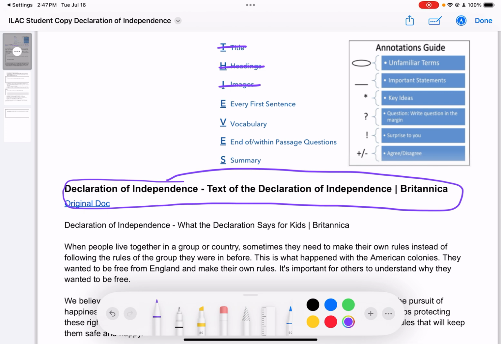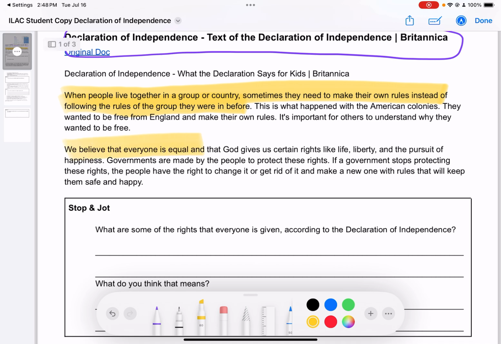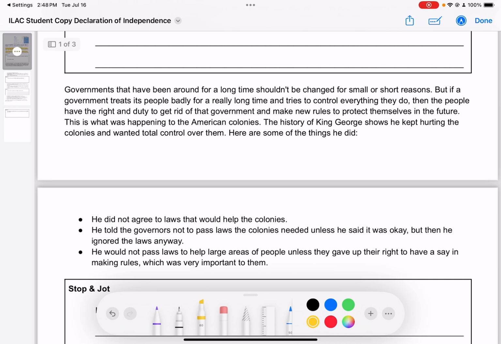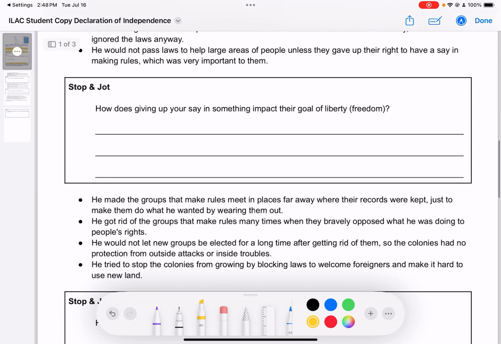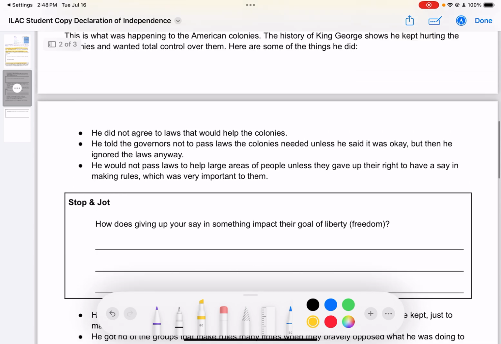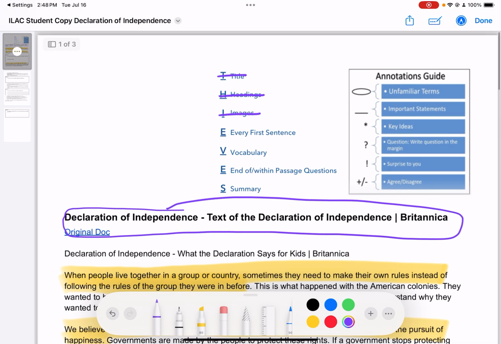Then I look at every first sentence. So I'm going to go through each paragraph and just look at the first sentence. And you can either have them highlight, but they're just going through and reading it and highlighting. Because this kind of gives them a preview of what the passage is going to be about. I would give them specific directions that they do not need to highlight each of those bullet points. So that part's taken care of.